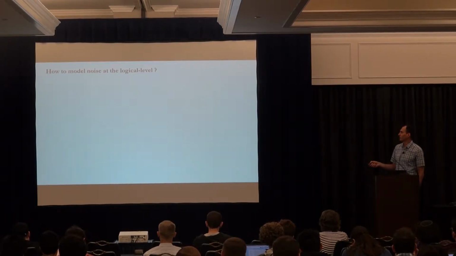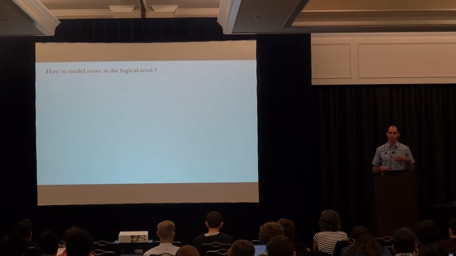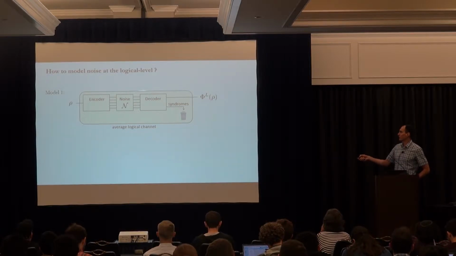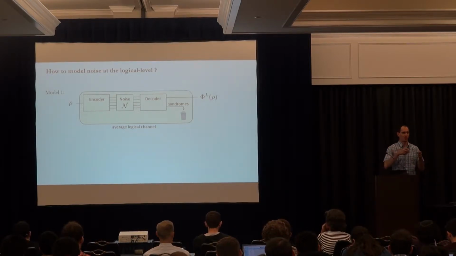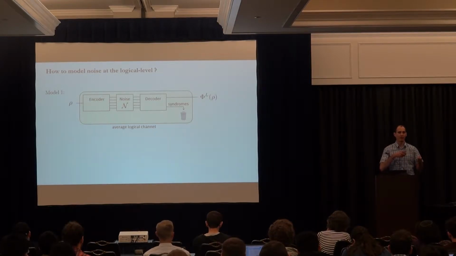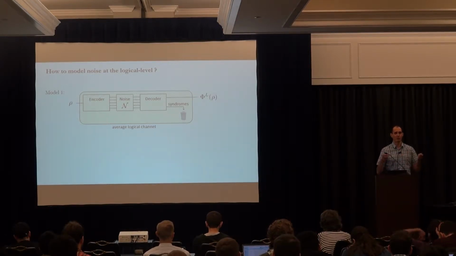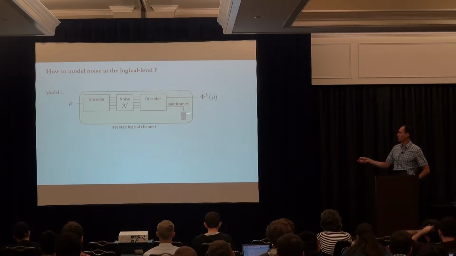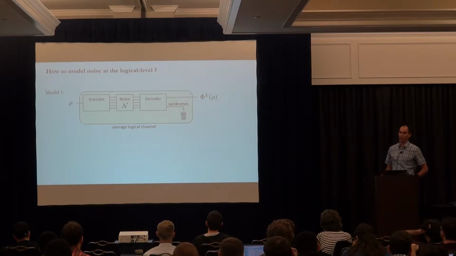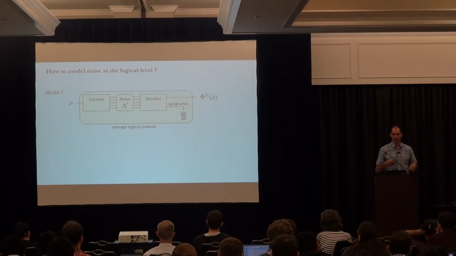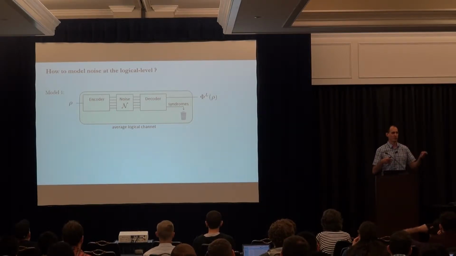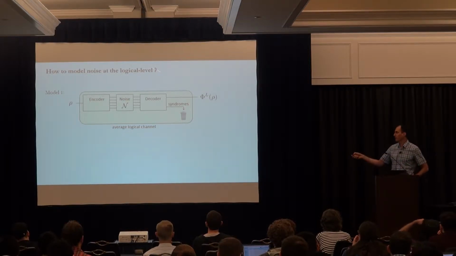Okay. So now let me briefly discuss how we can model noise at the logical level. In this talk, I will only consider decoders that work by measuring the code syndrome, and then they apply some Pauli correction depending on the measured syndrome. Now there are two choices that we can make. For example, we can trace out the measured syndrome after we applied the Pauli correction. Then we look at our final logical state, which is averaged over all measured syndromes. And this defines a logical channel.